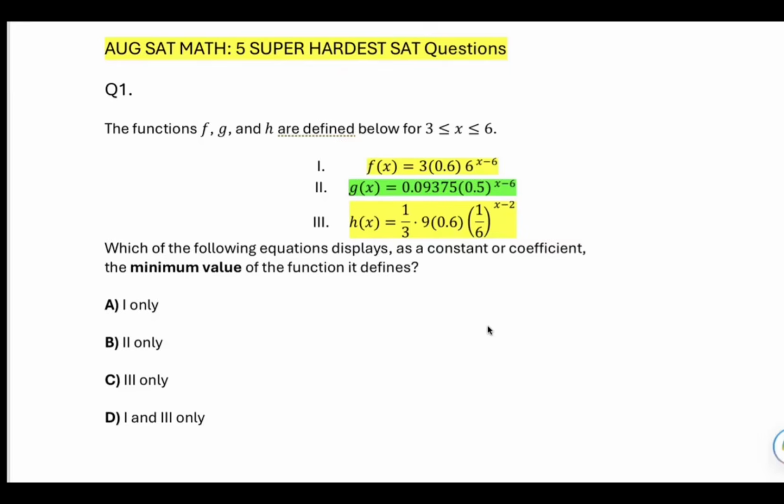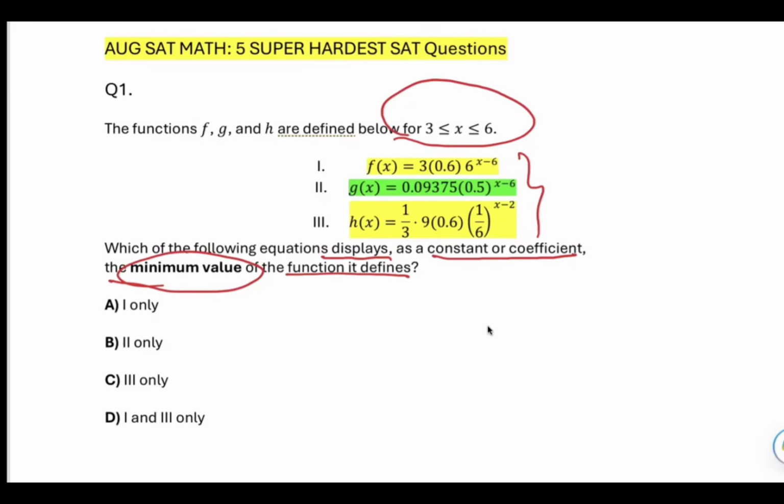Keep track of your record. Grab a pen and paper. Let's go. First question. They said the functions f, g, h are defined by this, right? And they've given you the domain. These are the functions f, g, and h. They ask which of the following equations display a constant or a coefficient as the minimum value of the function.